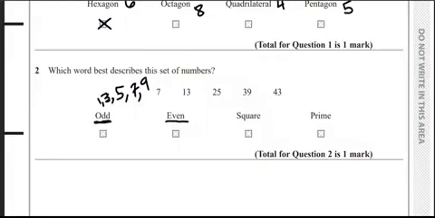Then even numbers are numbers that are divisible by 2. So any number that ends with 0, 2, 4, 6, 8, we call even numbers. Then square numbers are numbers that we find by multiplying a number by itself. Example, 1 times 1 is 1. 2 times 2 is 4. 3 times 3 is 9. 4 times 4 is 16. 5 times 5 is 25. All the way. These are the square numbers.